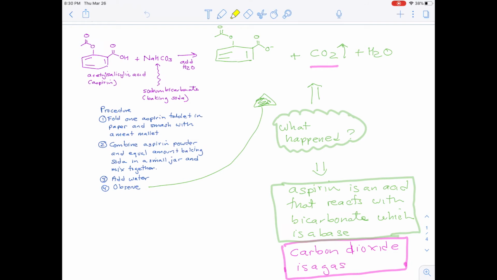So what just happened here? So what we observed is fizzing. So there was a fair amount of fizzing when the water was added to the mixture.